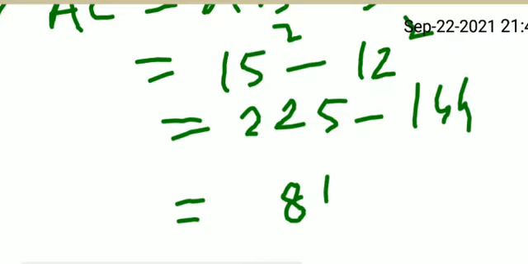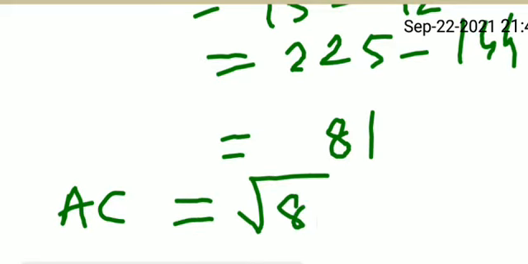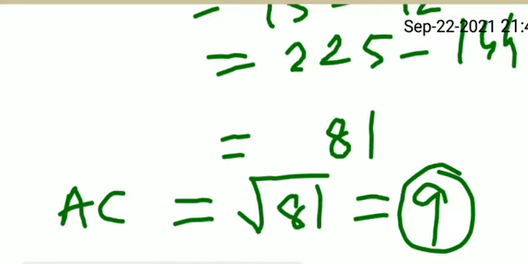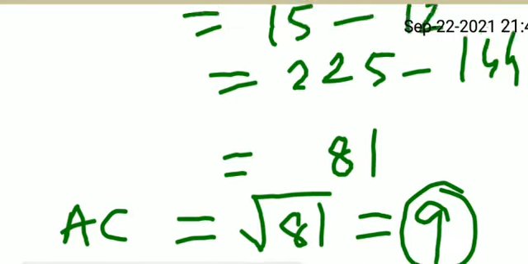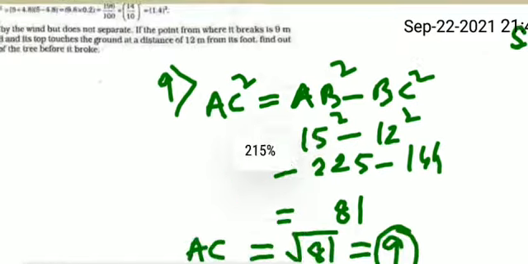So AC square equals 81, so the value of AC will be root of 81, and root 81 means only 9. So that means the distance from the foot of the ladder to the wall is 9 meter. Understand? So in this way you have to solve it. Here was question number 9.